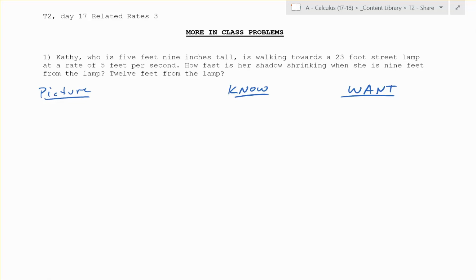So what do we have here? It says Kathy, who is 5 foot 9 inches tall, so there's something that's important, 5 foot 9 inches tall, is walking towards a 23-foot street lamp at a rate of 5 feet per second. How fast is her shadow shrinking when she is 9 feet from the lamp?